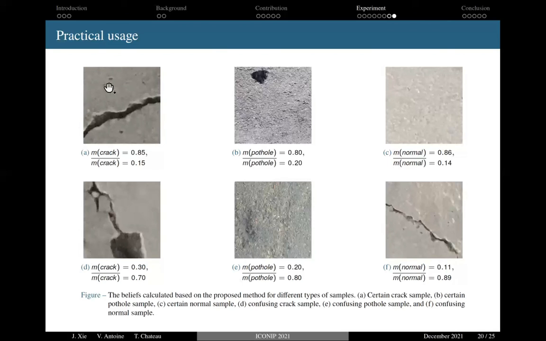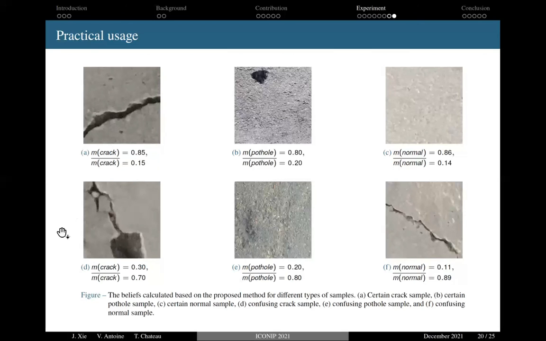For example, the first image represents crack. As we can see, the crack area is obvious and clean. So our method produces high belief and low uncertainty to indicate the certain classification.